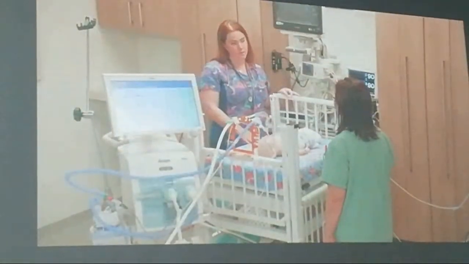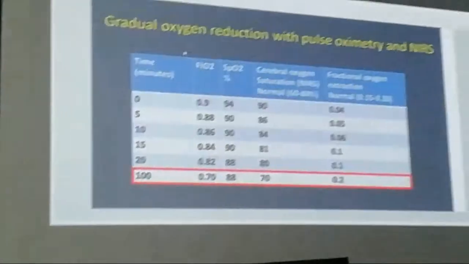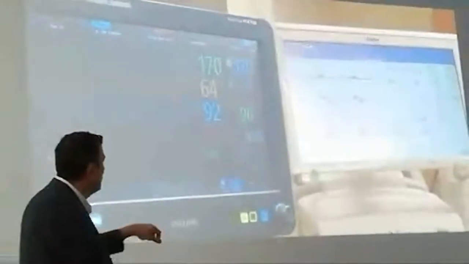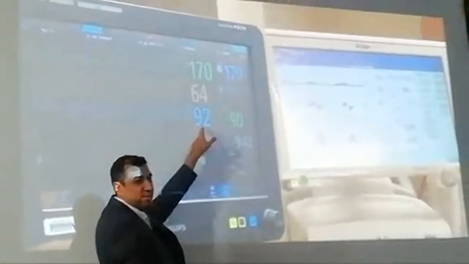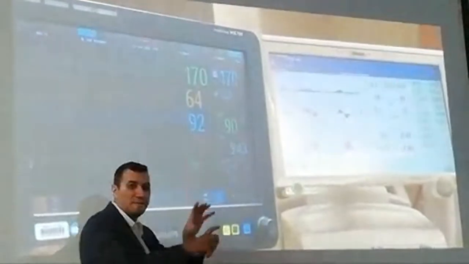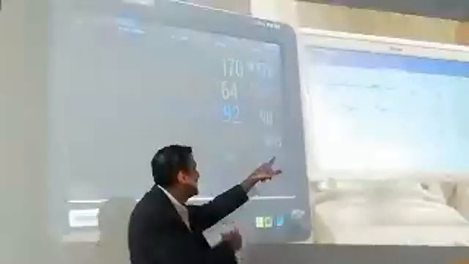I've been looking after this baby. So look at the monitor here. In the monitor, the near-infrared spectroscopy is integrated, connected to the cardiovascular monitor. You see this number here is the pulse oximetry. It is a Masimo technology, but connected to the big monitor. It is 92, and the tissue oximetry for the brain is 90.